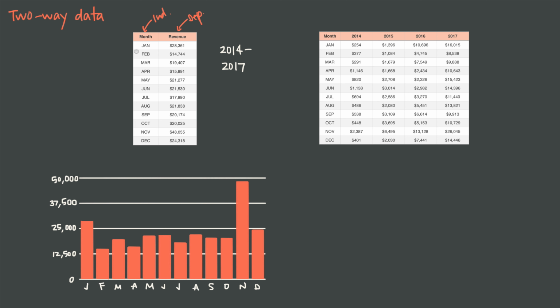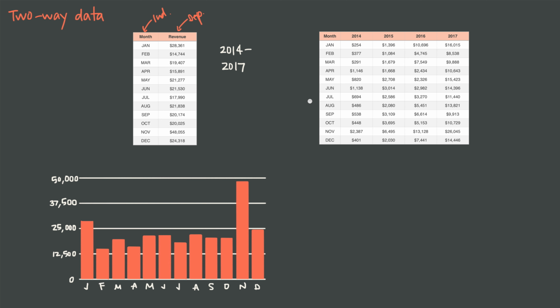With one-way data, we just have the individuals and then the variables here. And the dependent variable only depends on one thing. Again, going back to the idea of how many questions you have to ask, if I ask you how much revenue did we make, you only need to ask me one question: for which month? If I then tell you July, you can tell me right away, oh, $17,990. All you need to know is the month. You only need to answer one question in order to figure out which value of the dependent variable you're interested in.